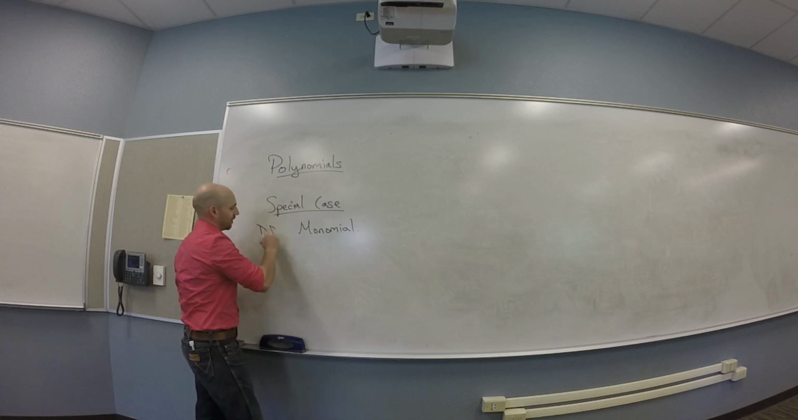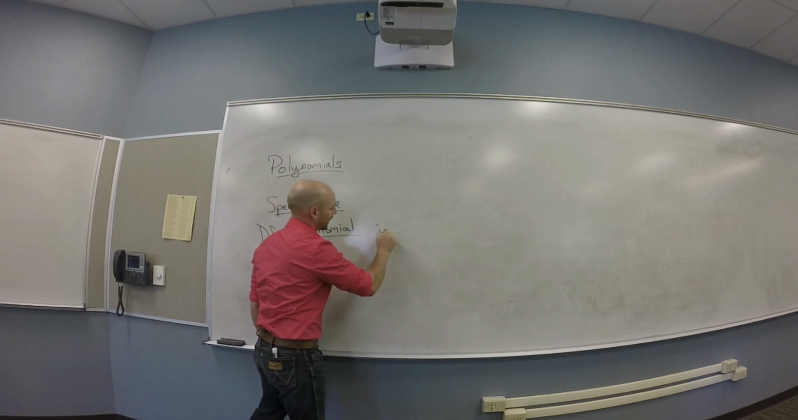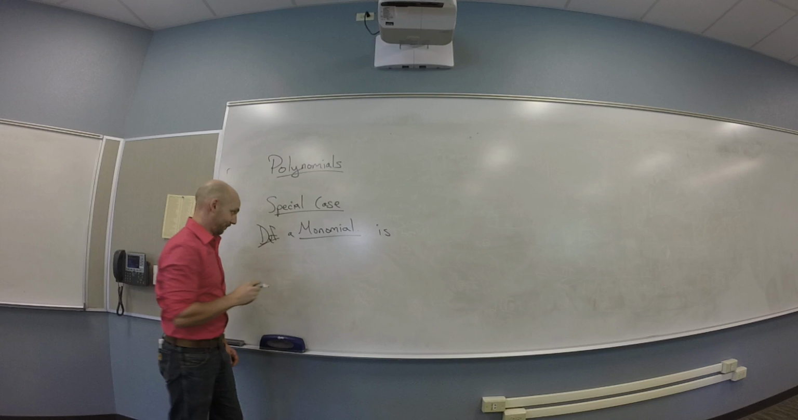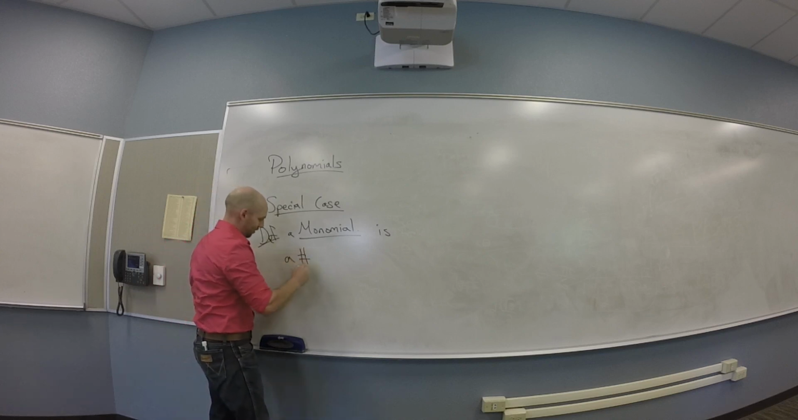Let me define. So a monomial is one of three things. A number.